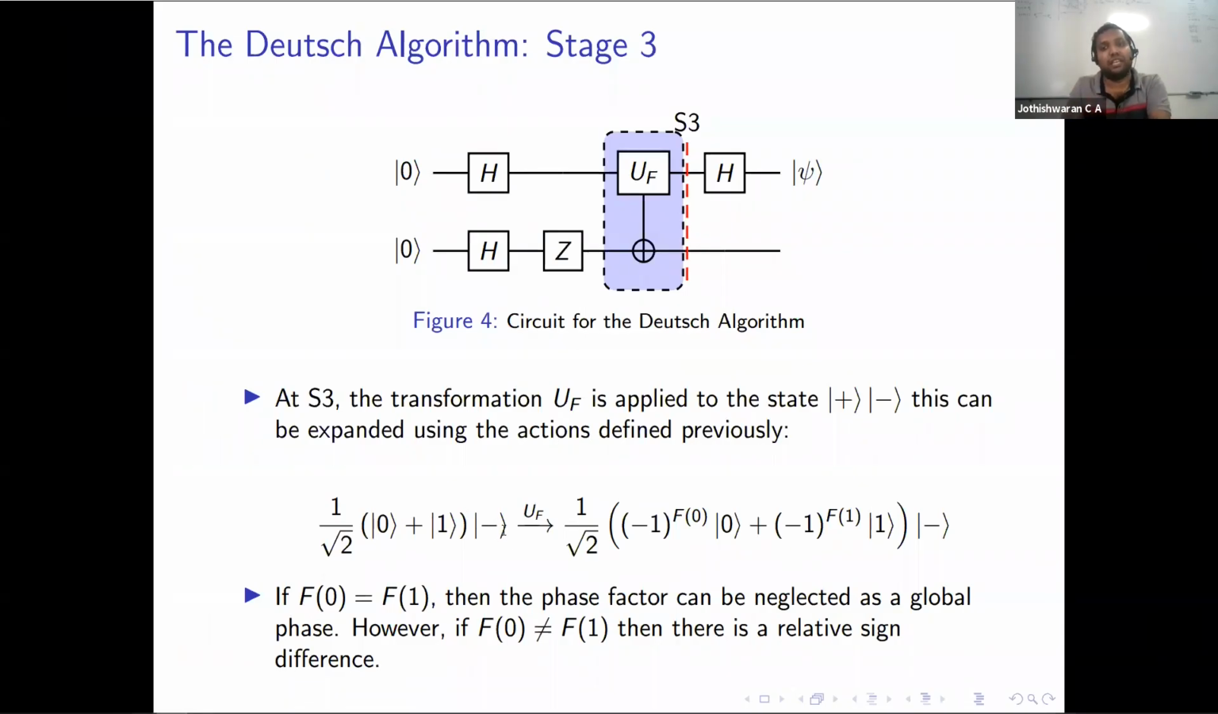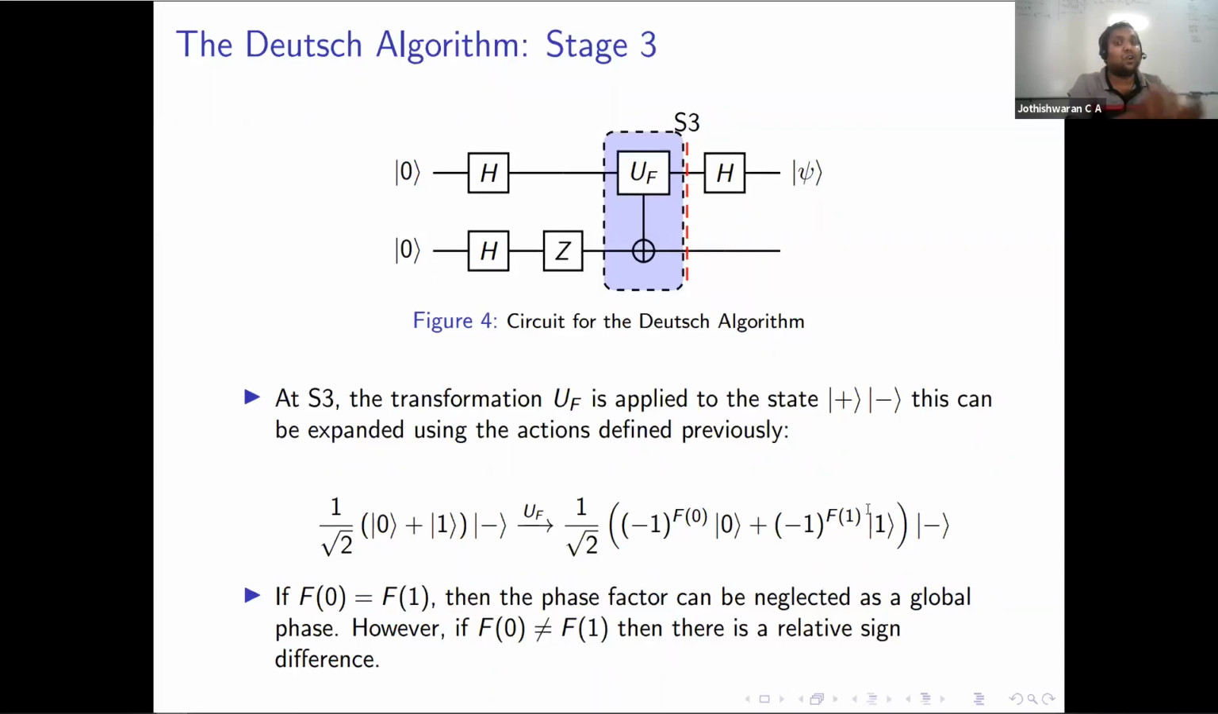Therefore, now I use the linearity property. The input states are now 0 minus plus 1 minus. I've factored out the minus and written it as 1 by root 2, 0 plus 1, minus. So when UF acts on this state, what do I get? The minus state remains the same, but I get a phase factor. What is the phase factor? Minus 1 to the power f(x), where x is 0 and 1. So here I will get a phase factor minus 1 to the power f(0), and here I will get a phase factor minus 1 to the power f(1).